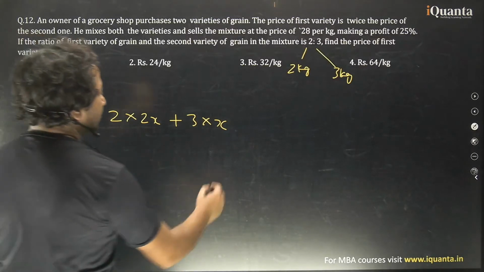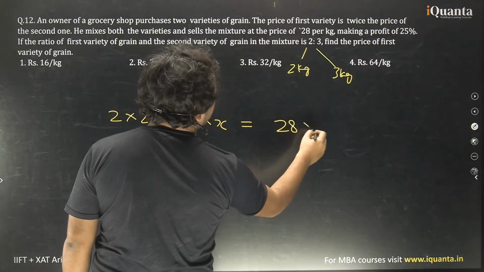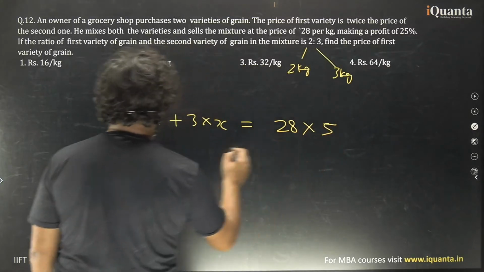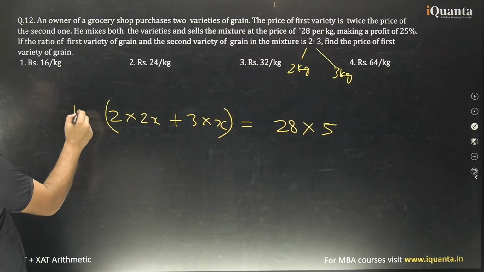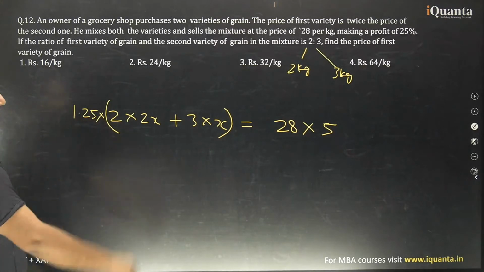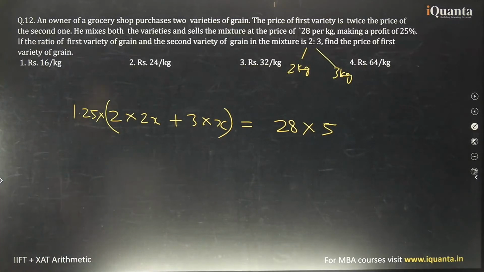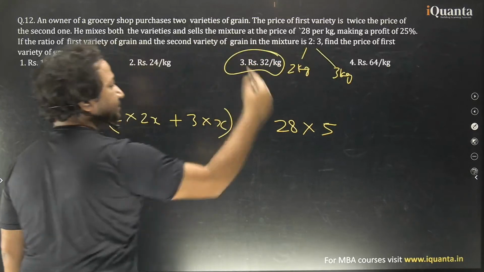Is that right? Overall, the cost will be 28 multiplied by, we have 5 kgs. The profit is 25%, so let us multiply this by 1.25. That's the multiplying factor, and that is how we can get the answer. Very easy question, isn't it? The value of x comes out to be 16, and we need to find 2x, so the answer is 32 kg.